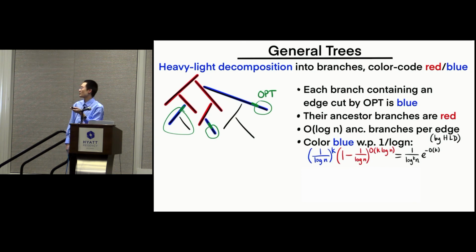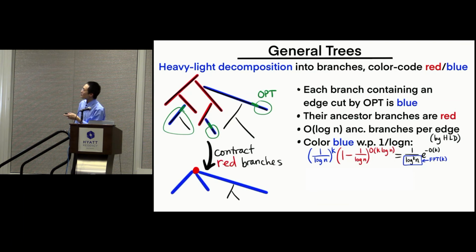If we color every branch blue with probability 1 over log n, again a specific value of p, then we get the following success probability. And this log n to the k term turns out to be fpt in k. That might be surprising, but that's not an issue for us. And then once we contract the red branches, each of the blue branches is now connected to the root, so we're back in the spider case.